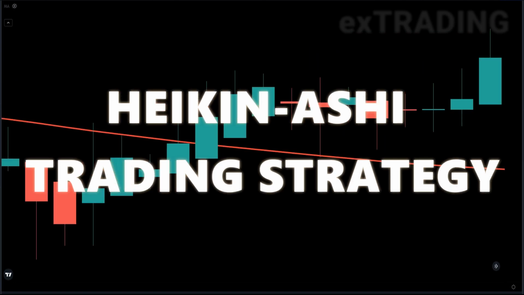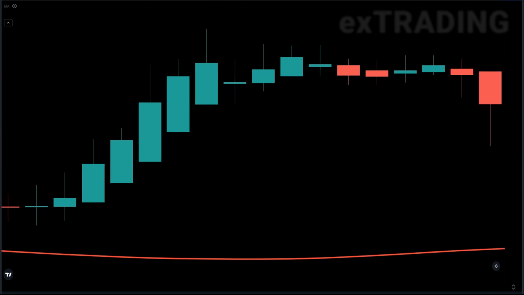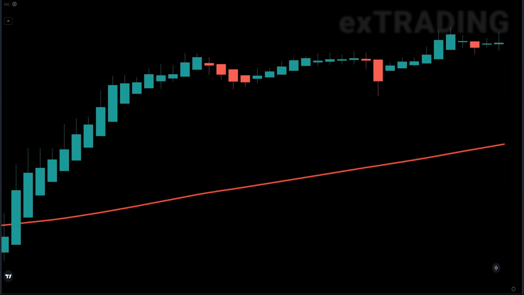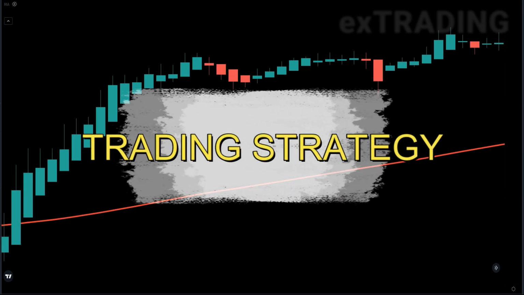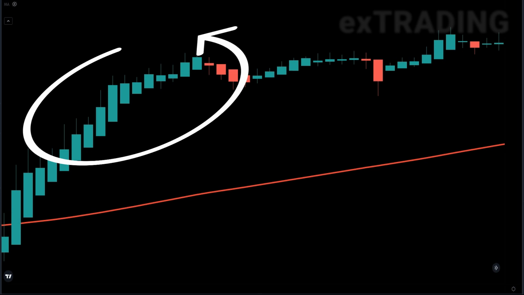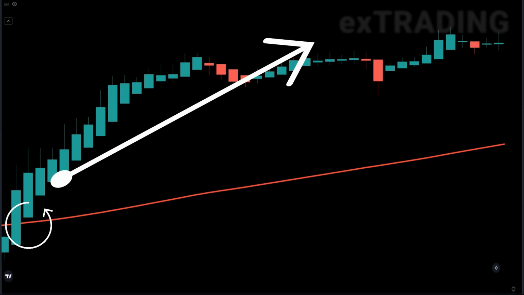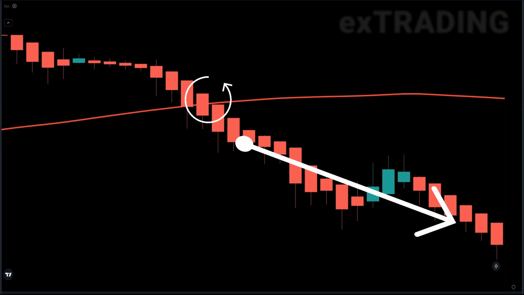The Heikin-Ashi trading strategy. Alright, now that you've learned how the Heikin-Ashi candlestick works, let's dive into trading strategy using this indicator. For our first strategy, we will combine the Heikin-Ashi candlesticks with a 100-day exponential moving average. The Heikin-Ashi candlesticks are plotted on the chart along with the price action. The 100 exponential moving average is used to identify the intraday trends. Prices closing above the 100 exponential moving average indicate a bullish trend, while prices closing below the 100 exponential moving average indicate a bearish trend.